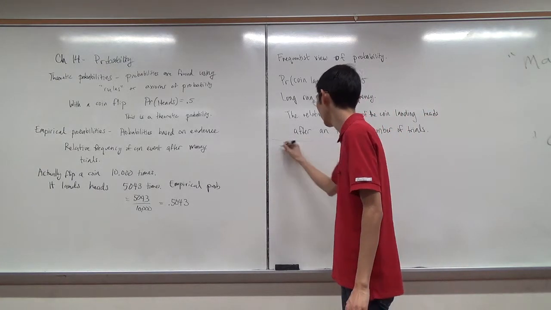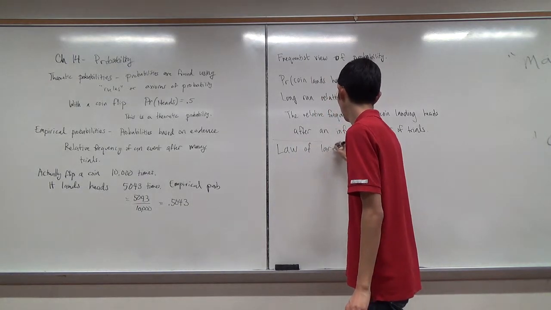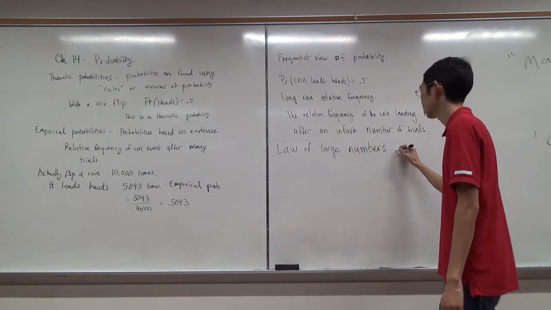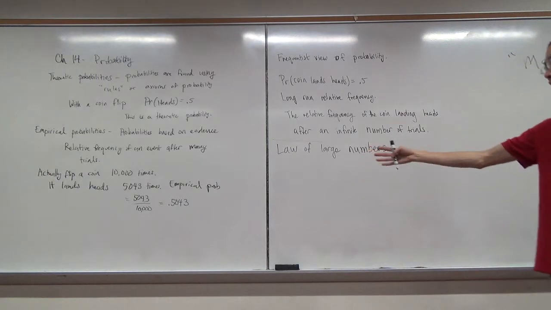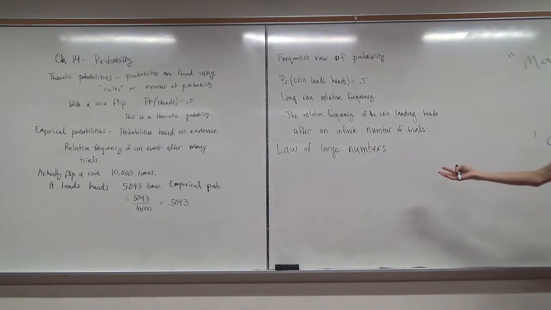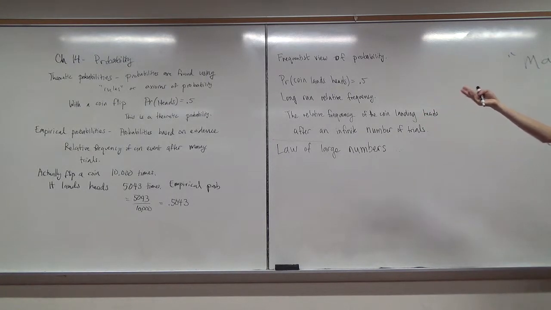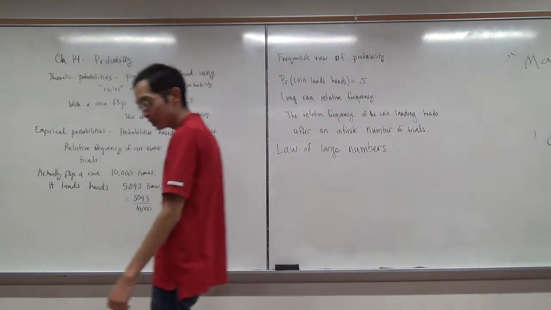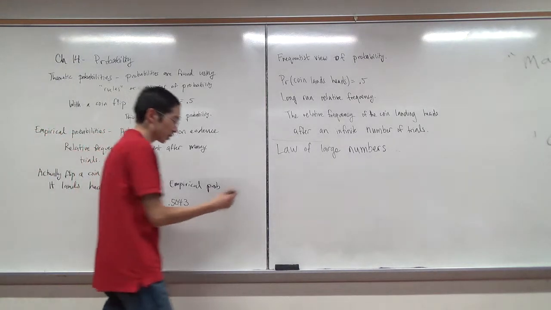Okay. So we have the law of large numbers, which states that the empirical probability of many, many samples will approach the theoretic probability. Okay, it sounds reasonable and maybe very simple, but that's just the general notion of the law of large numbers.